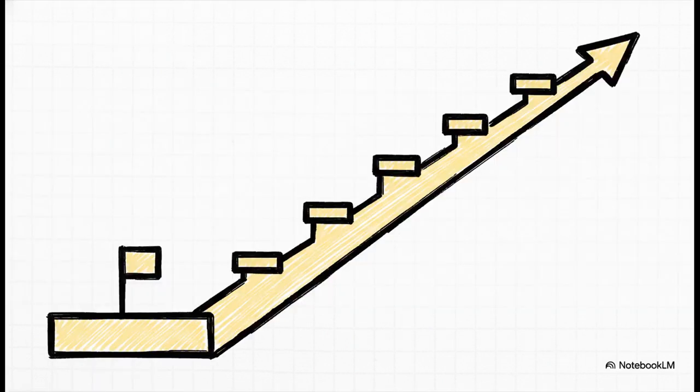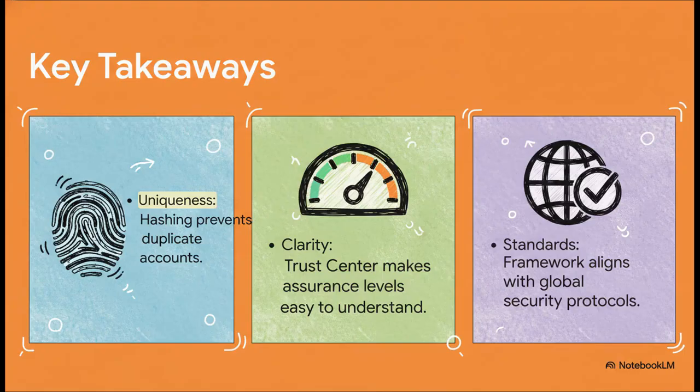The main thing to take away from this is that version 1.10 isn't the finish line, not even close. It's really the starting line for this ongoing evolution, a real commitment to constantly push the bar higher and higher for digital trust. So, if you're going to remember just 3 things from all this, let it be these. First, uniqueness. That hashing tech finally cracks the one-person, one-ID problem. Second, clarity. The Trust Center makes your security status super simple and transparent. And third, standards. This entire system is built on trusted global security rules.